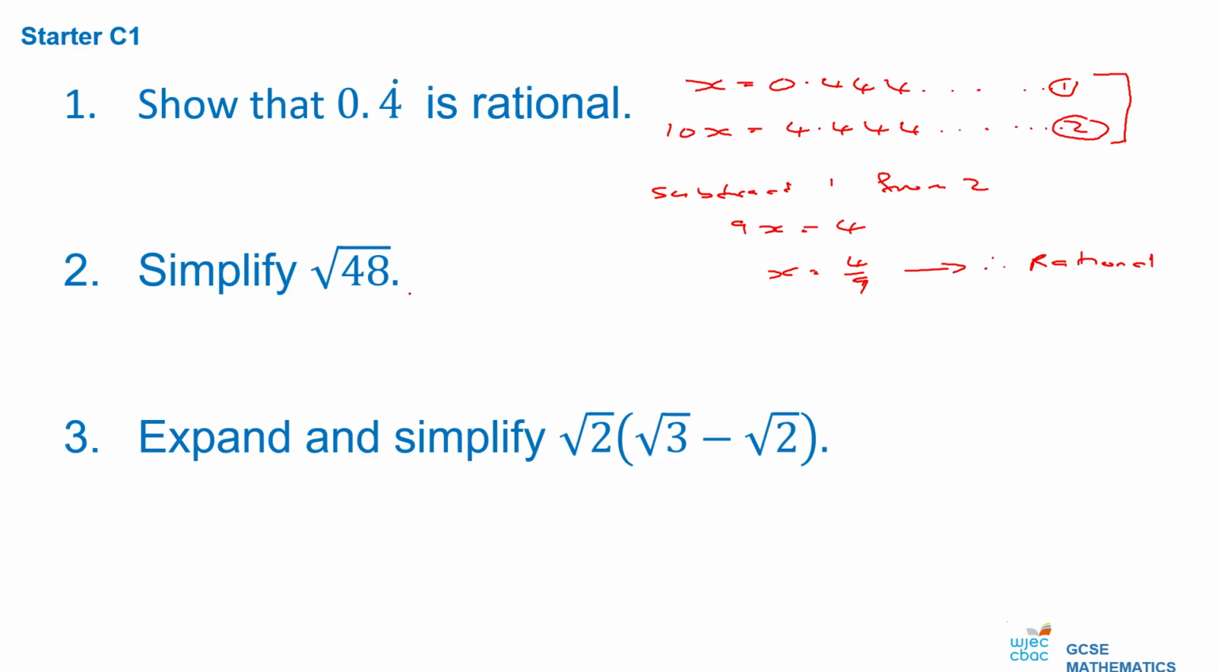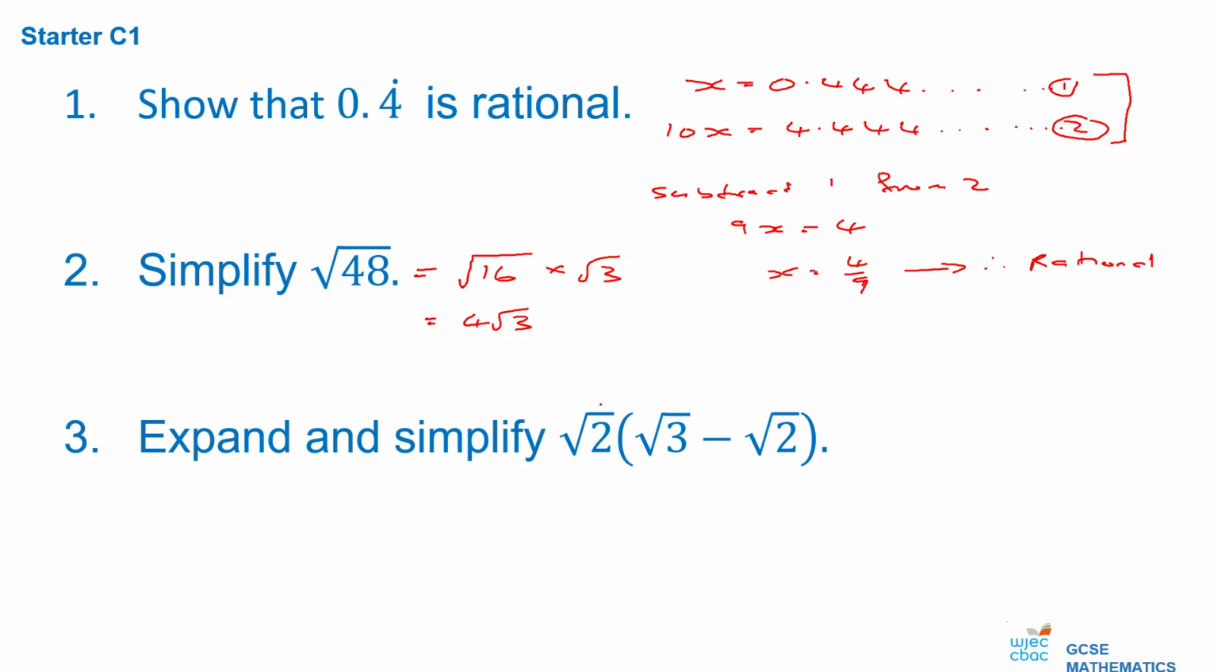Square root of 48. So we're looking for any square numbers that go into 48. 4 goes, but more than that, 16 goes. So this could be the square root of 16 times the square root of 3. Now I know the square root of 16 is 4, so that leaves me with 4 root 3.